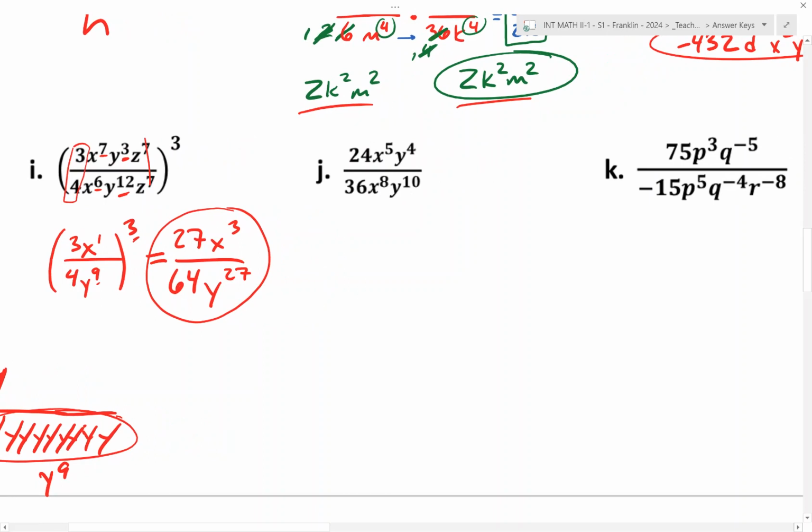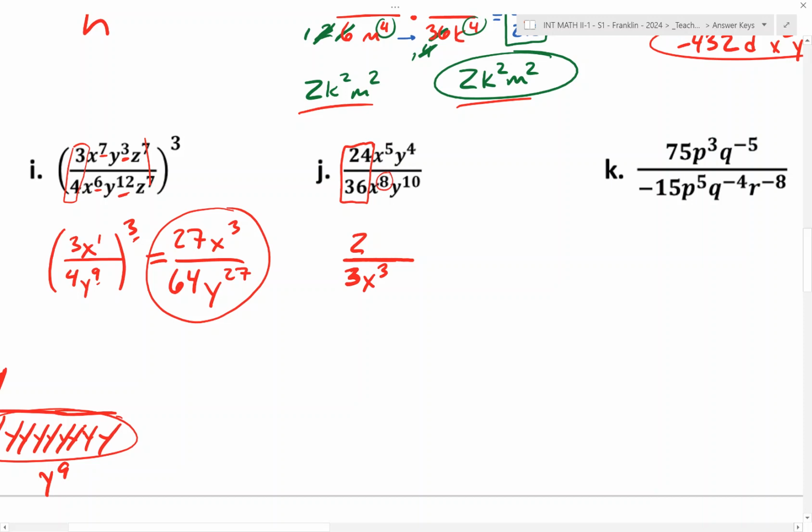All right, example J, similar. We just don't have a big exponent, so we can just simplify this and be done. 24 over 36, we can reduce that by 12. That's 2/3. This first step, I like to just extend the fraction bar a little bit, fill in what I know, and then I can make it look better afterwards. So for x, we have 5 minus 8. That's a -3. That goes in the bottom. Or you can just think wherever the bigger one is, so on the bottom we have 8, that's where the answer will end up. 8 minus 5 is 3, so we have x to the third down here.